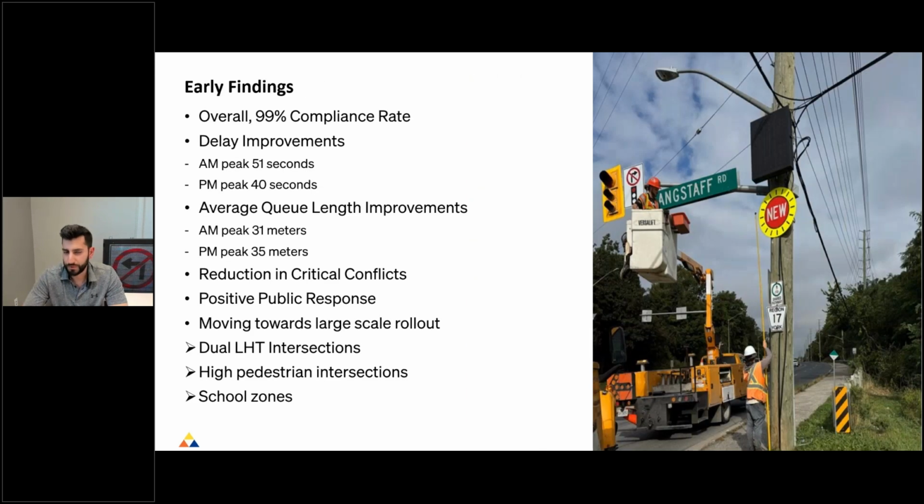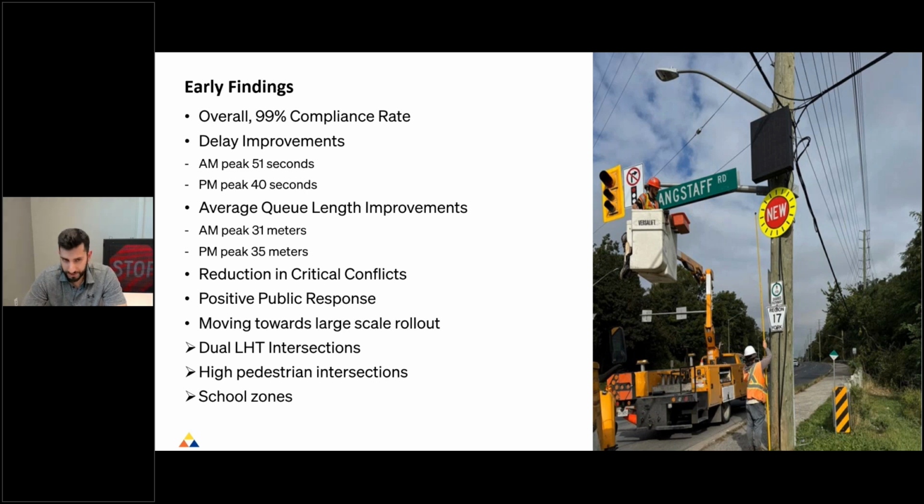So just looking at some of the findings, these are again provided by the Region of York. There was an overall compliance of 99%. Over the static signage, they had improvements in AM peak delays of 51 seconds, PM peak delays of 40 seconds, and average queue length improvements of 31 meters for the AM peak and 35 meters for the PM peak.